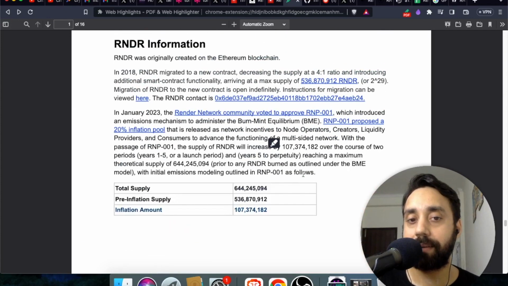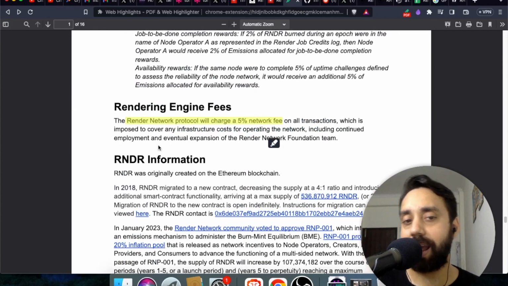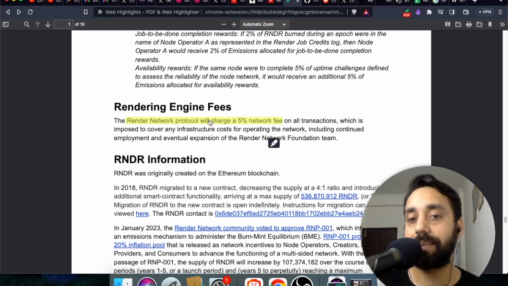And another part, which I kind of don't like, is that the Render Network protocol will charge a 5% network fee on all transactions. So 5% is a little bit on the higher side if we talk about blockchains, which is imposed to cover any infrastructure cost for operating the network, including continued employment and eventual expansion of the Render Network Foundation team.